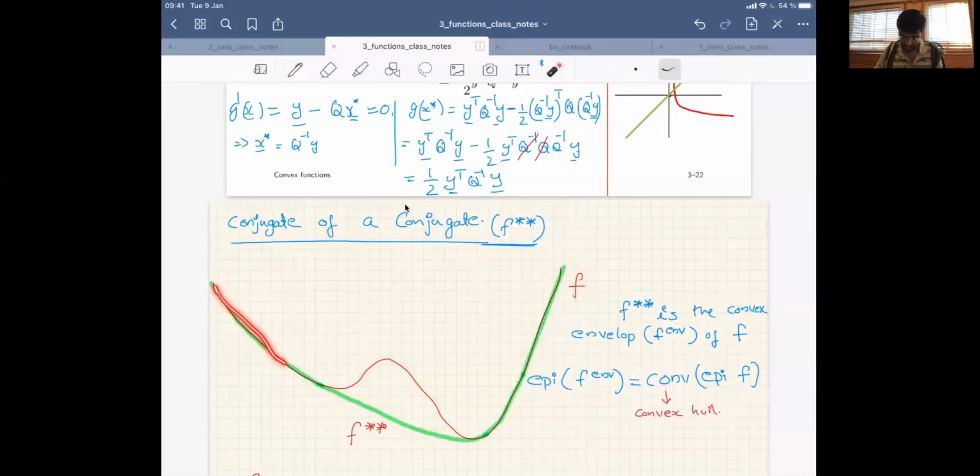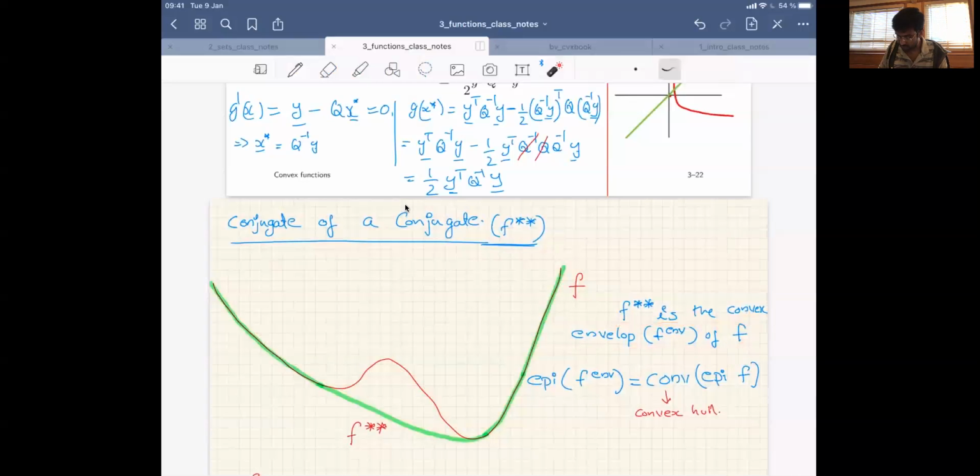In other words, this is simply called a convex envelope. So we have a function like this, which is non-convex, and the convex envelope is like you just draw something very tight which makes it convex. Now this function is convex, right? That is called the convex envelope. So if you take the conjugate of the conjugate, you will get the convex envelope. So f double star is the convex envelope of f.